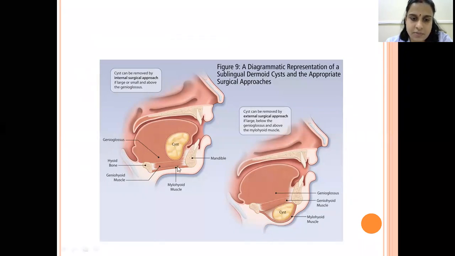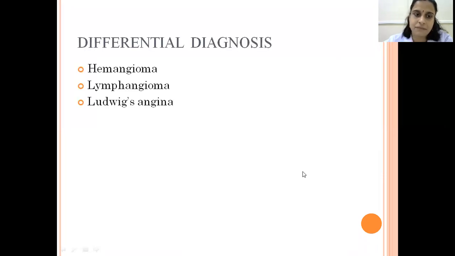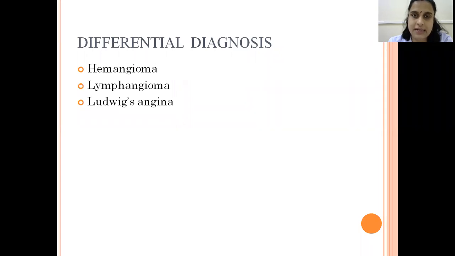So this is in relation to the mylohyoid muscle. If it is large, then it is an external surgical approach through the neck, below the genioglossus muscle and above the mylohyoid muscle. Again, a differential diagnosis for sublingual dermoid could be a hemangioma, lymphangioma, or Ludwig's angina if it is having a cervical extension.